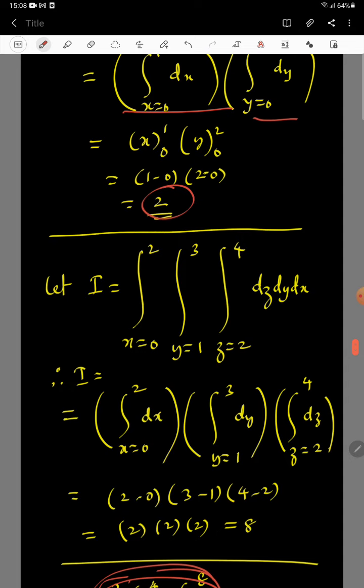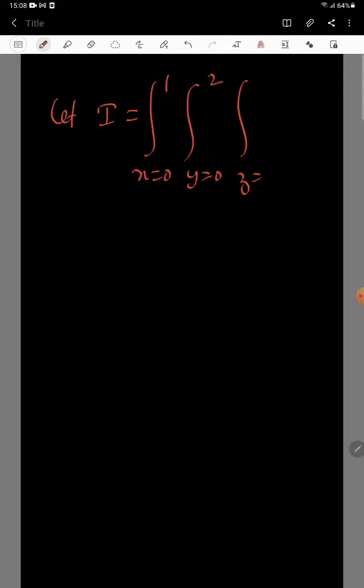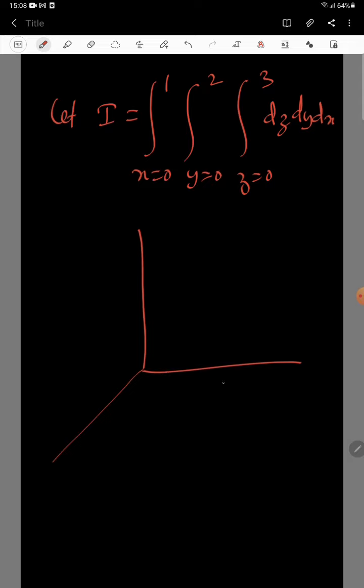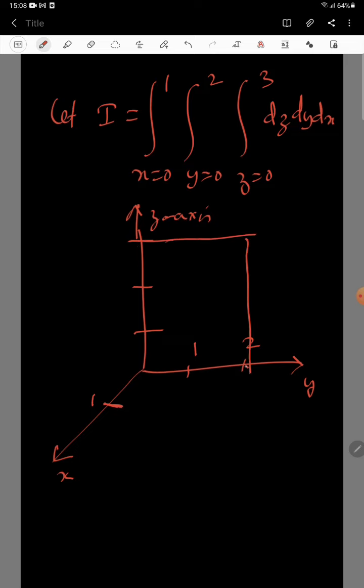Now in the case of triple integral, you will get the volume of the region. For example, if somebody calculates, let I is equal to integral x is equal to 0 to 1, integral y is equal to 0 to 2, integral z is equal to 0 to 3, dz dy dx, then let me say that it is 1, and then this becomes 2. This is the x-axis I am taking, this is the y-axis, and I am taking this as the z-axis. Then here it will be 1, it will be 2, it will be 3 roughly. So I get a rectangular parallelepiped.